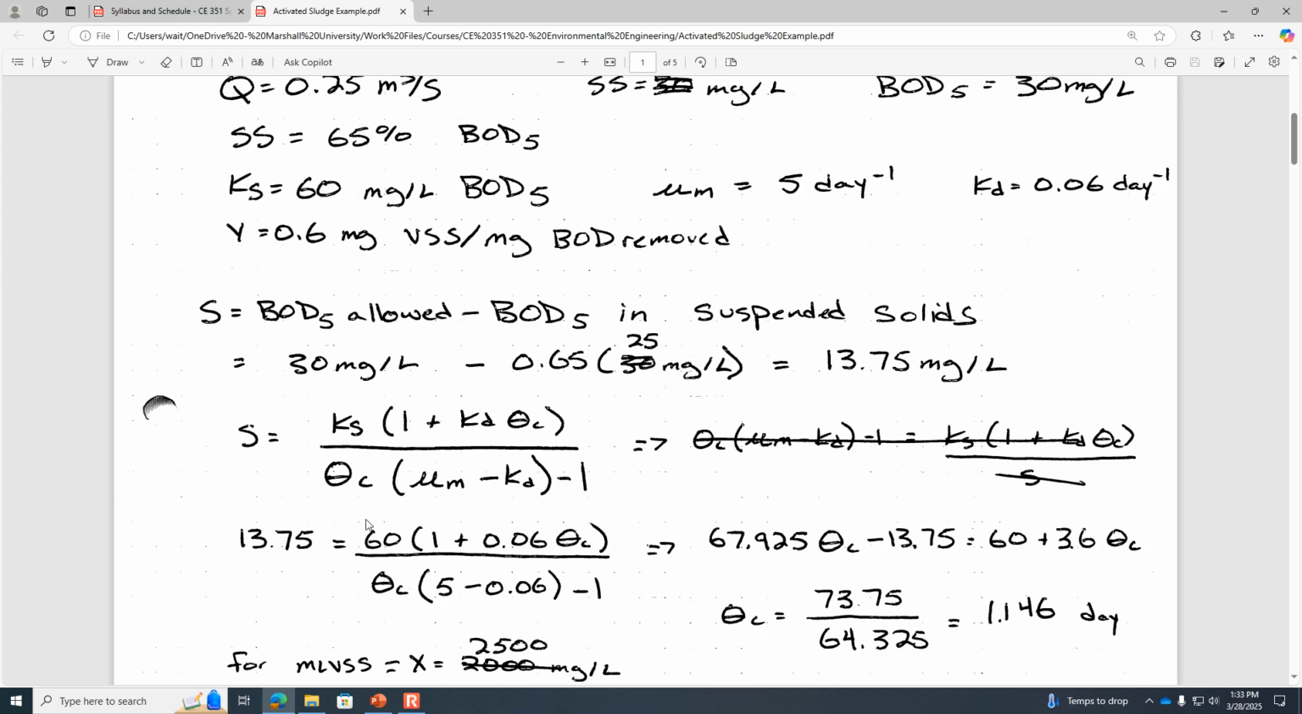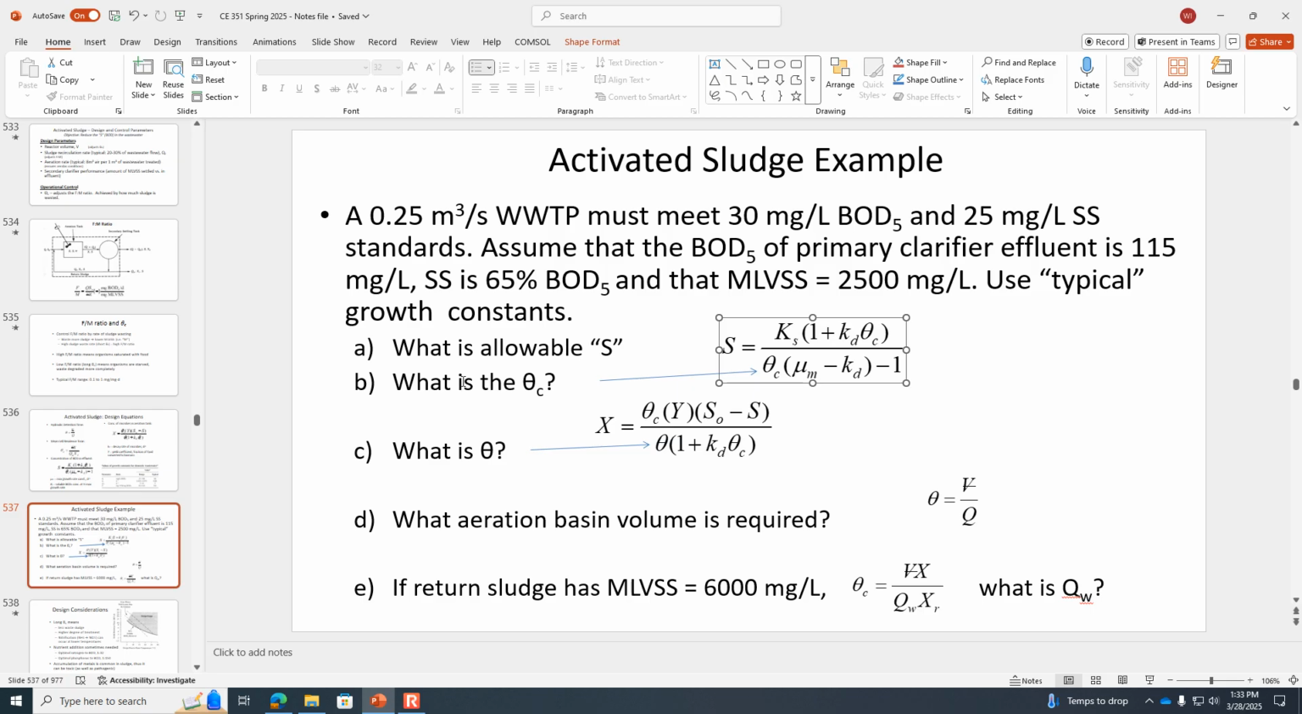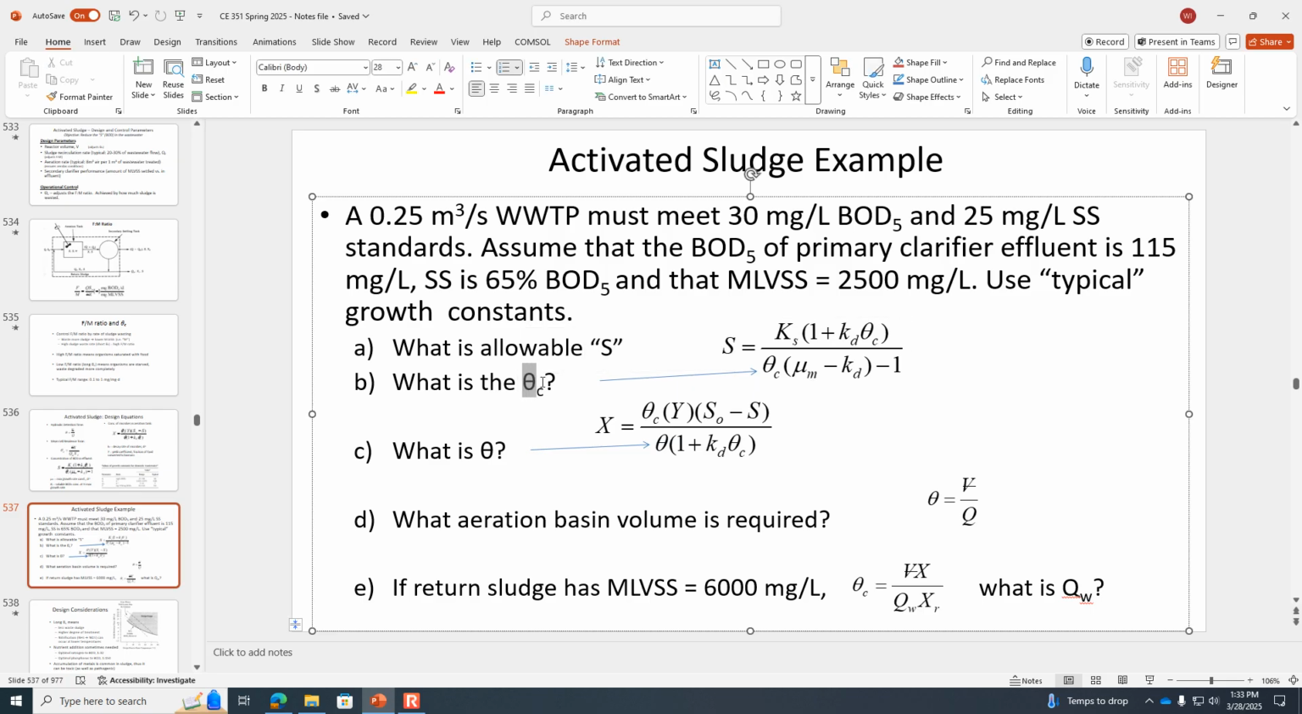13.75, 60 times the death coefficient in the numerator, mean cell residence time times the difference between the growth and the death constant. So if we multiply that out, we'll get that theta sub C here, the mean cell residence time, is 1.146 days. So in this process, that tells us that the average cell should spend a day, a little more than a day, recirculating between the aeration basin and the clarifier before it's discharged.